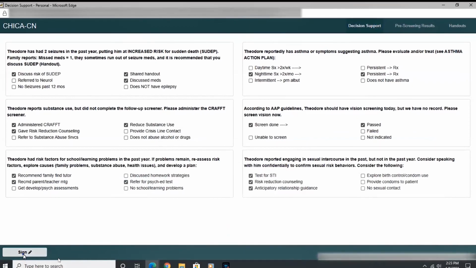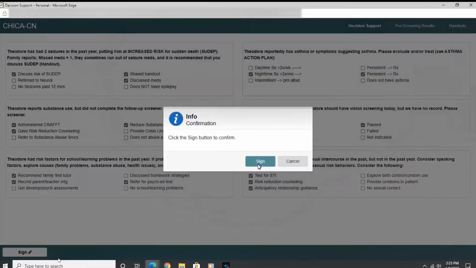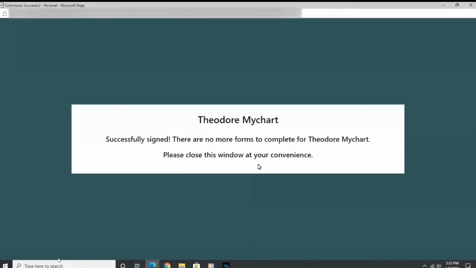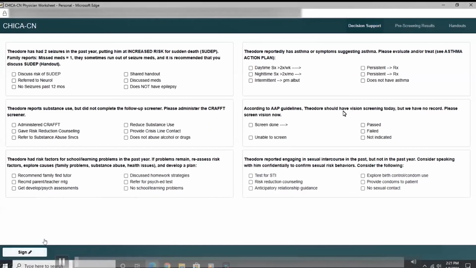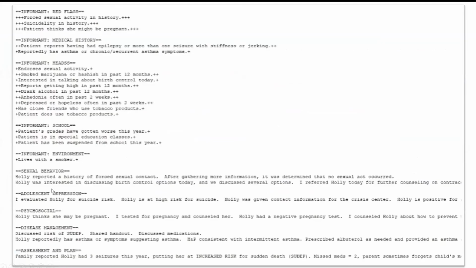At the end, the physician can complete the form by signing, and the information will immediately go back into the electronic medical record. CHICA then can provide a summary of all of the information it had collected in a prose format. The physician can pull this into their electronic medical record as part of their note and edit it as needed.